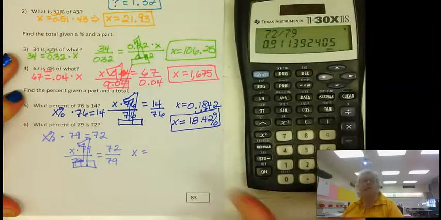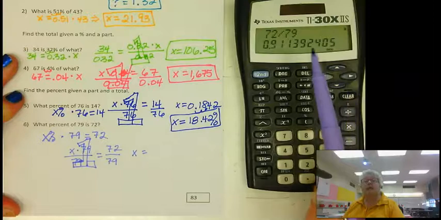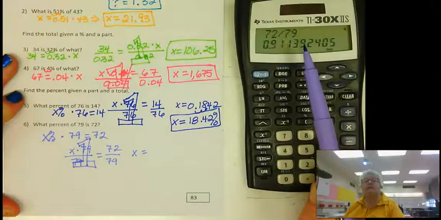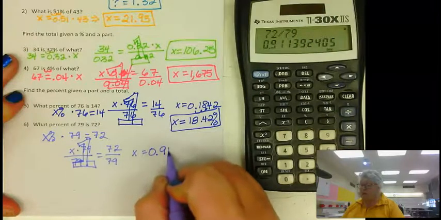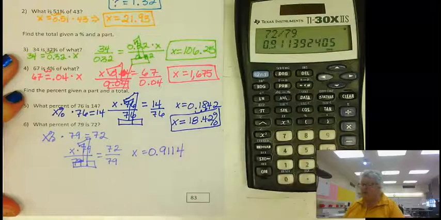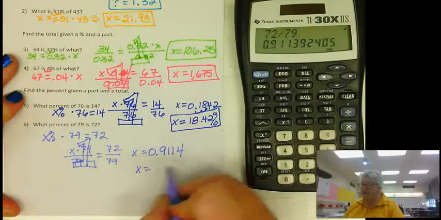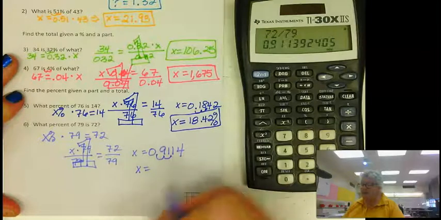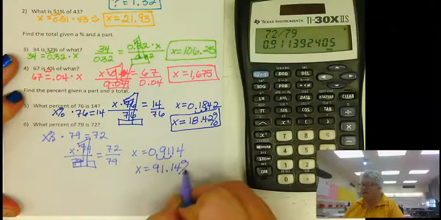We got, look at that, 0.9113. Ooh, but the next number is a 9, right? So that tells me to round this 3 up to 4. So we're going to have 0.9114, and we drop all the rest. So that means X equals, we move it, 91.14%.